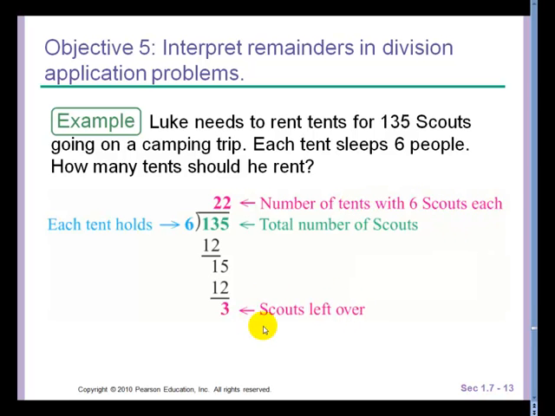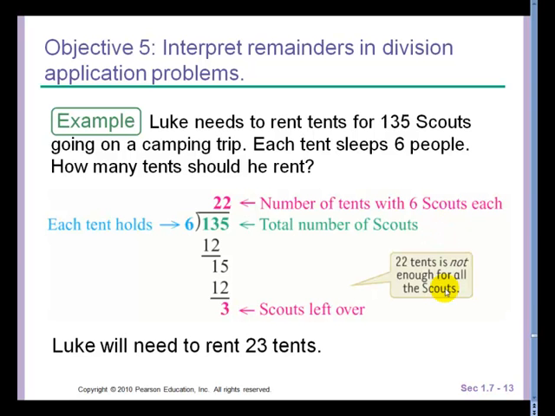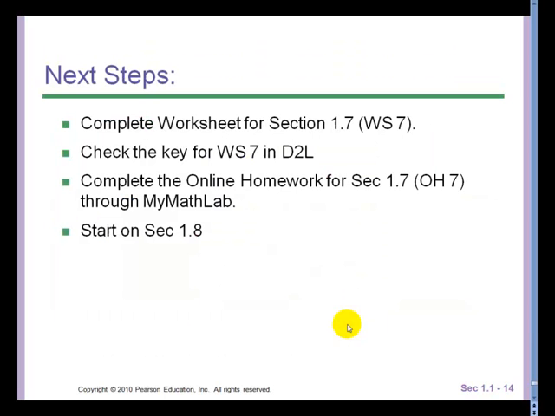However, there are 3 scouts left over. We cannot add these 3 scouts to one of the other tents because they have a maximum of 6 people. Therefore, we need 22 tents for the 6 scouts plus another tent to account for these extra 3 people. So all total, Luke will need to rent 23 tents, 22 with 6 each, and then an extra tent with those extra 3 scouts. That concludes section 1.7.